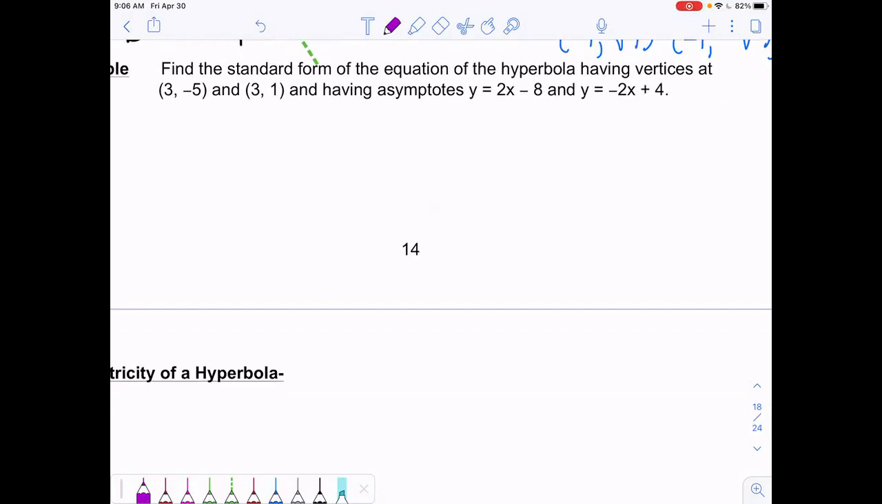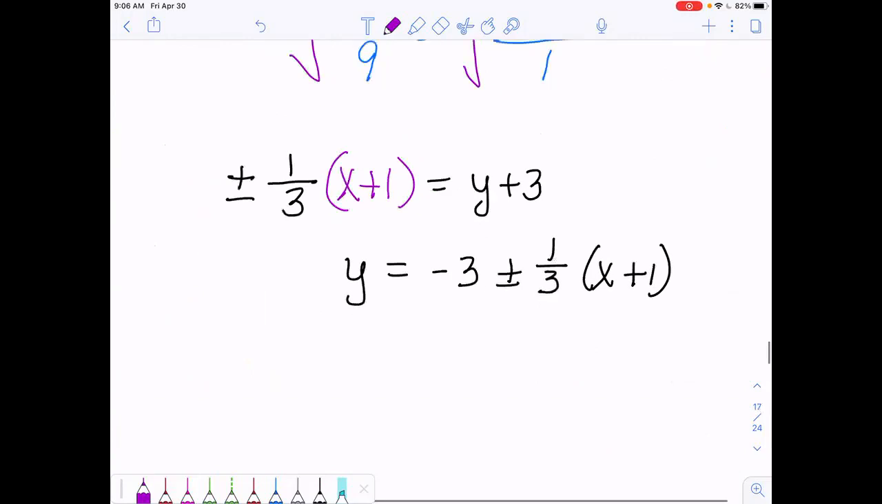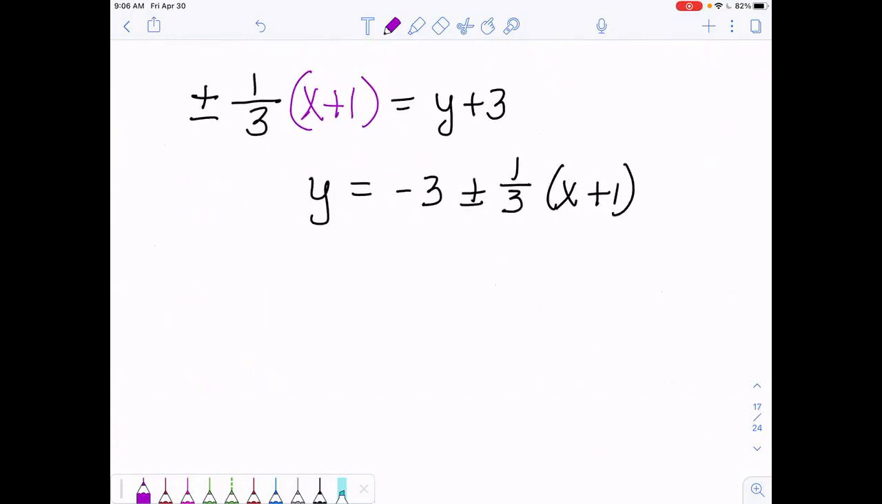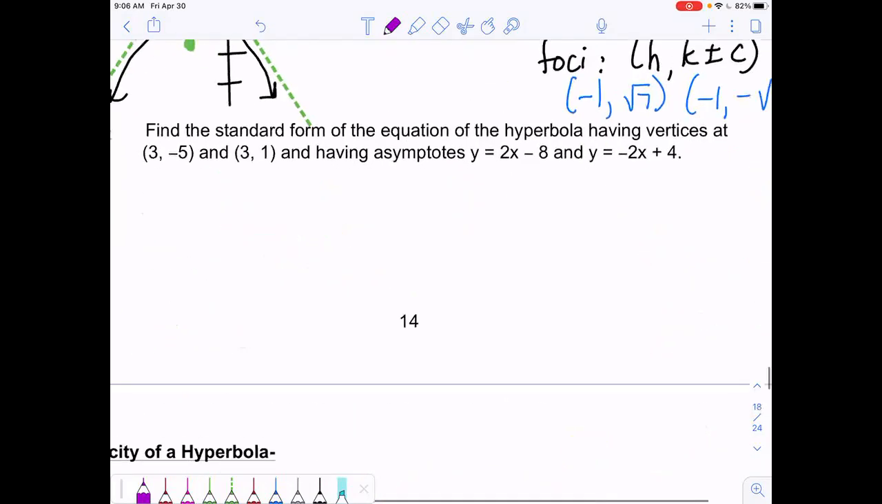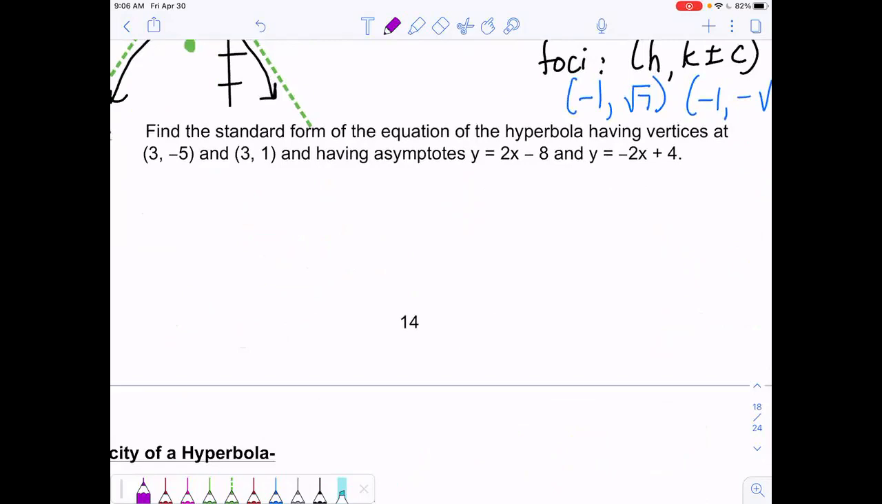So the equation of our asymptotes, I'm going to go back to this equation here. This is technically the unsimplified form of the equation of the asymptotes, because we know that we can change it to y equals mx plus b form. So any equation of asymptotes, we write them in this form so that you can pick out the center. But you can be given the asymptotes in a simplified form of y equals mx plus b. And that's what these asymptotes are. So we have y equals 2x minus 8 and y equals negative 2x plus 4.